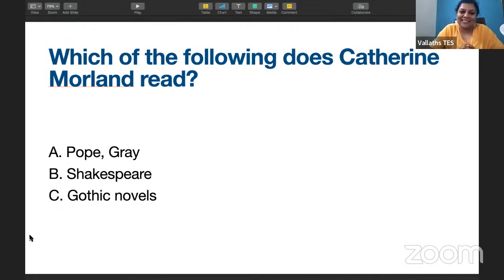Which of the following does Catherine Morland read? Does she read Pope and Gray? Does she read Shakespeare? Does she read Gothic novels? Do you know?